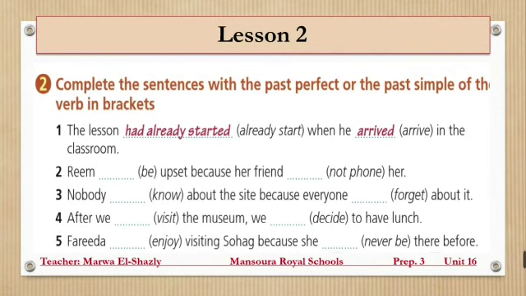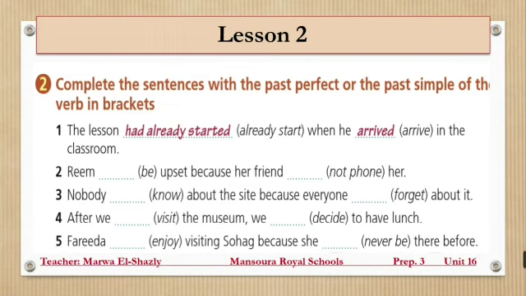Exercise 2. Complete the sentences with the past perfect or the past simple of the verb in brackets. Notice, past perfect means the first action. Past simple means the second action. Number 1 is done for you. Number 1, the lesson had already started when he arrived in the classroom.